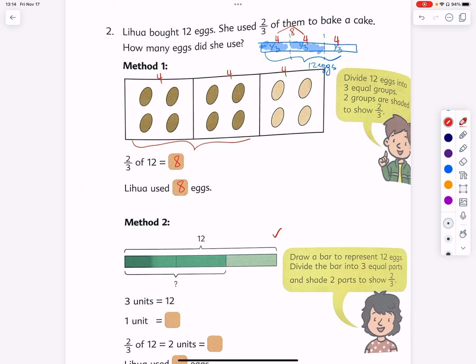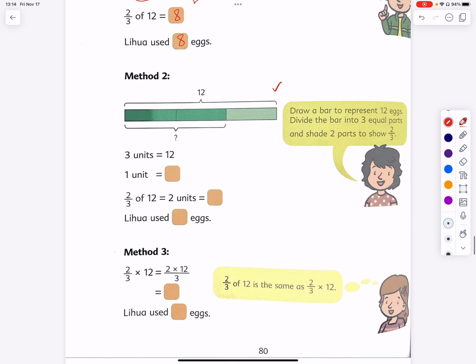Okay, here's another method using the bar method, which I just showed you upstairs. Again, 12 represents the whole thing. We have 2/3, which means the whole thing was divided into 3 equal parts. Each unit must have been 12 divided by 3. 1 unit is 4 eggs. Let's label 4, 4, 4. But we don't need 1 unit. We need 2/3 of 12, and therefore it is 8.